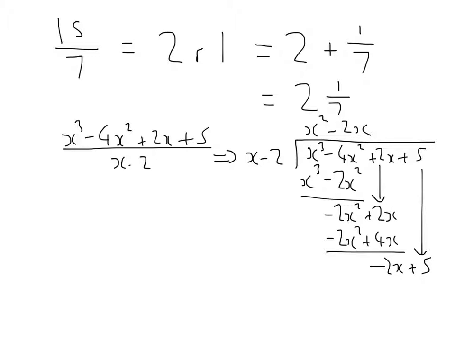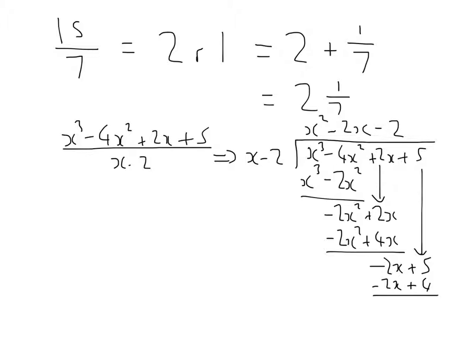So now I'm going to say how many times does x go into minus 2x? And the answer is minus 2. I'm then going to times minus 2 by this expression here, and I will get minus 2x plus 4. And I'm going to draw my line there.